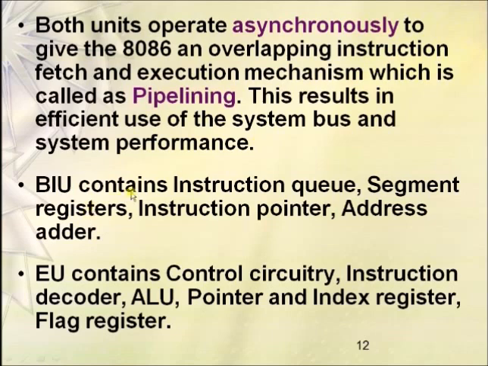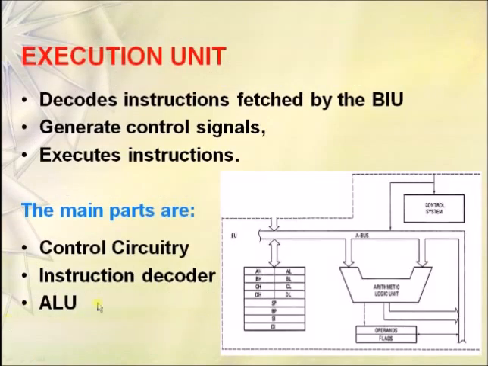Now the BIU contains the instruction queue, segment registers, instruction pointer, and address adder, as we have seen. The execution unit contains control circuitry, an instruction decoder which is inside this control circuitry, ALU, pointer and index registers along with the flag register. Now let us see in detail this execution unit. As you can see, this part will be considered as the execution unit.